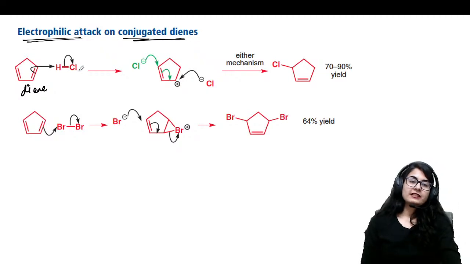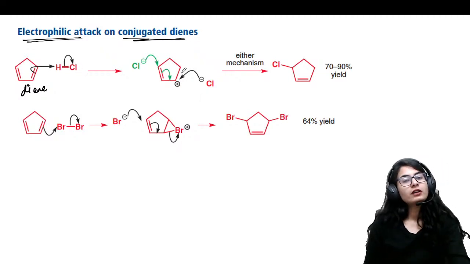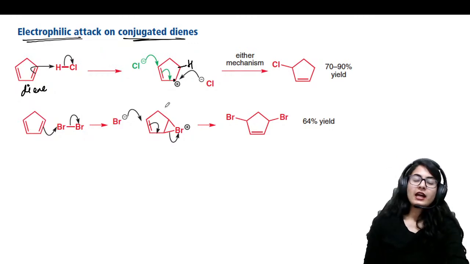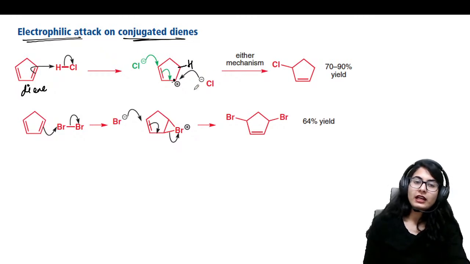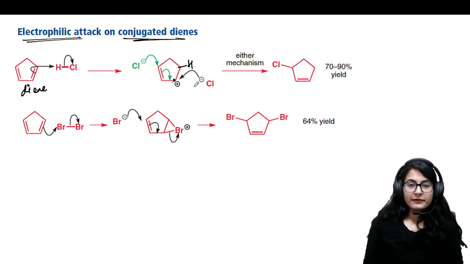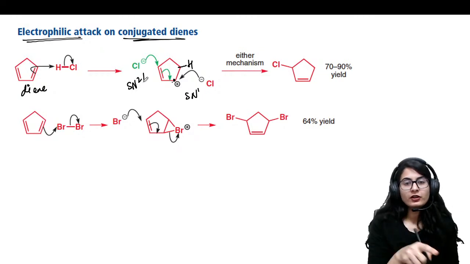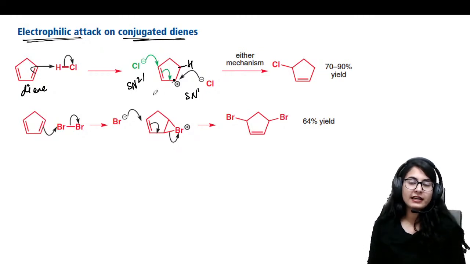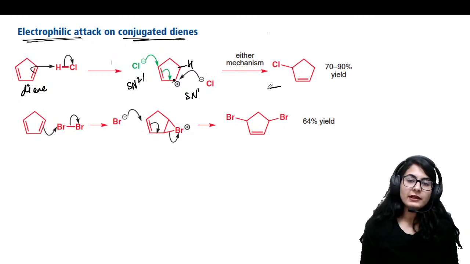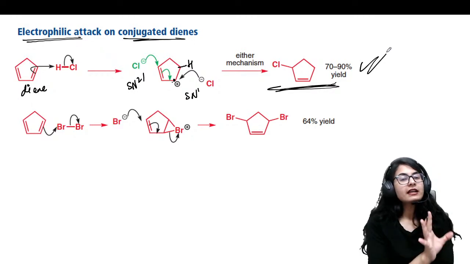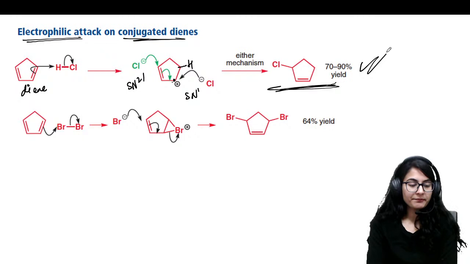So in the presence of HCl, for example, it's going to give you a hydrogen over here और एक positive charge आ जाएगा इस double bond के इस position पे. Either the Cl minus attacks over here and this will be your direct addition SN1 type mechanism. ठीक है, this is your SN1 type mechanism. ये दूसरा mechanism जो है it is SN2 prime mechanism because it's kind of the allylic mechanism, something like that. Alright, so either mechanism it's going to give you the same allylic chloride product 70 to 90% yield. Same product मिल रहा है यहाँ पे, ठीक है?